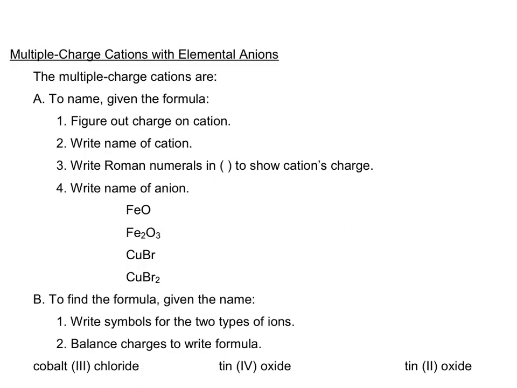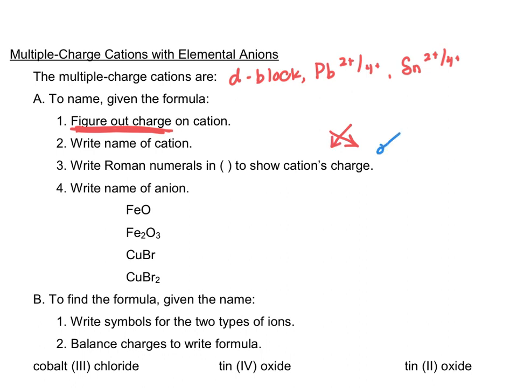Now, what about my multi-charge? There's a couple of different ways that we have to look at this. My multi-charge cations are my whole D block, with the exception of silver and zinc. And then I also have lead, which could be a 2+ or a 4+. And I have tin, that can be a 2+ or a 4+. So those are my multi-charge. So I have to figure out the charge of the cation. The way we do that is if I crossed my charges to find out my subscripts, then I should be able to take those subscripts and uncross those to figure my charges.